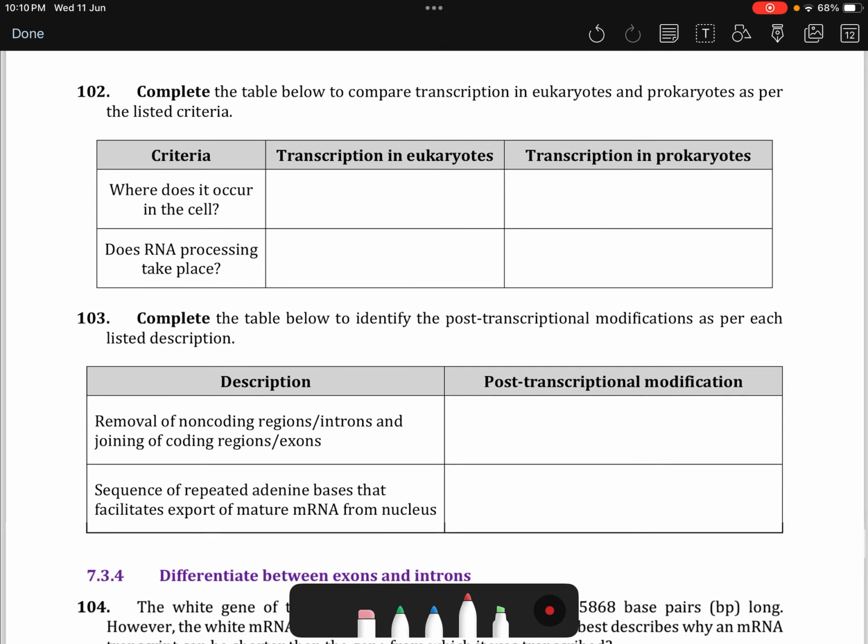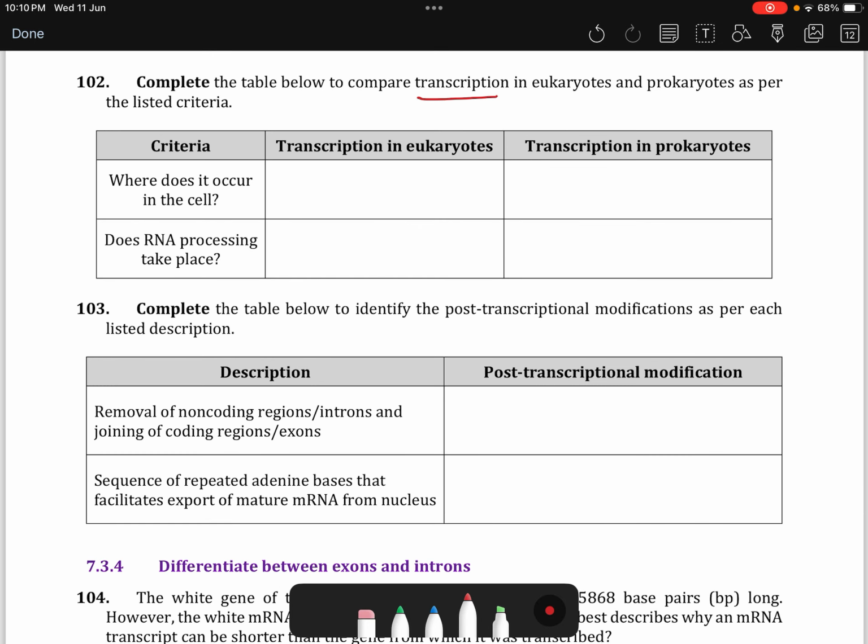Complete the table below to compare the transcription in eukaryotes. We did it already. Where does it occur? Nucleus. Does RNA processing take place? Yes. Where does it occur? In the cytoplasm. And does RNA processing take place? No.